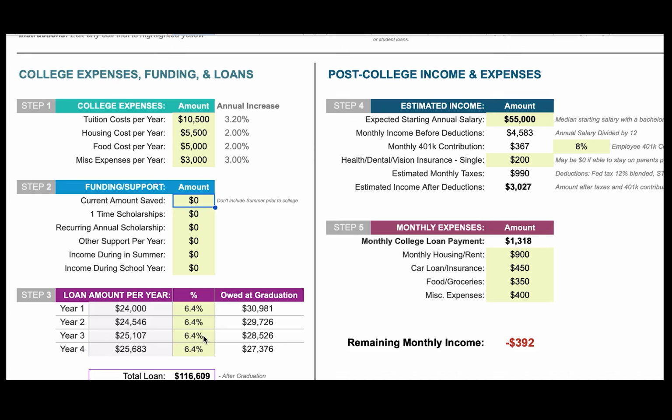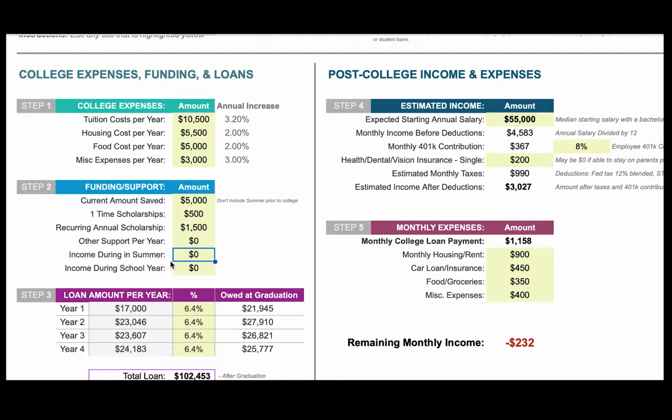You'll be able to see the loan amounts, and then what income looks like over on the right side. Let's say you have $5,000 saved here, and you have a one-time scholarship. This just means it's used in year one, and then it's finished. So you got that at $500, and you have a recurring annual scholarship of $1,500. That happens every year. Other support, maybe you have parents or grandparents that are throwing some money your way to help with college. Then you have income.